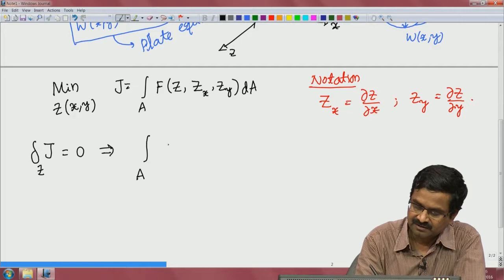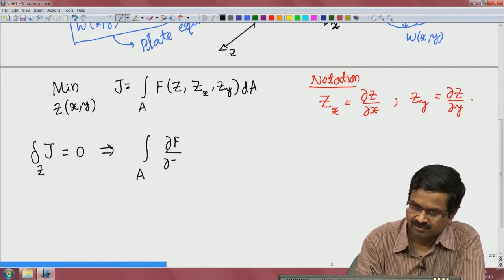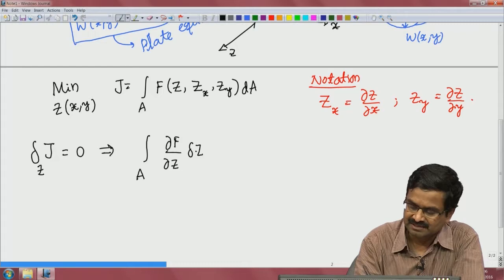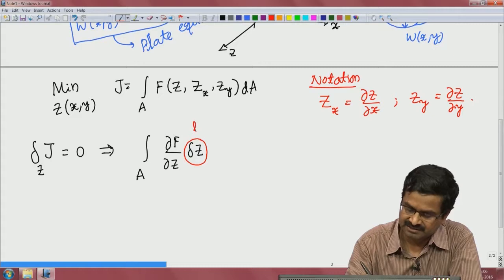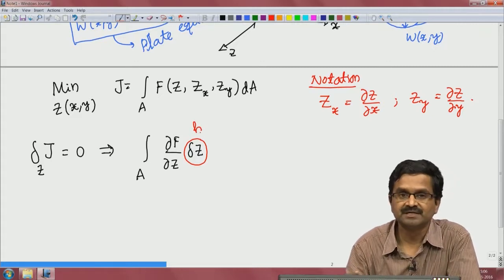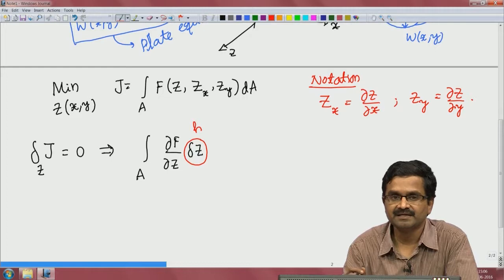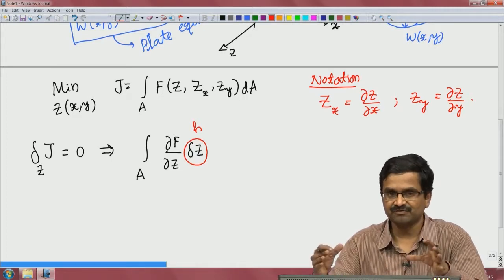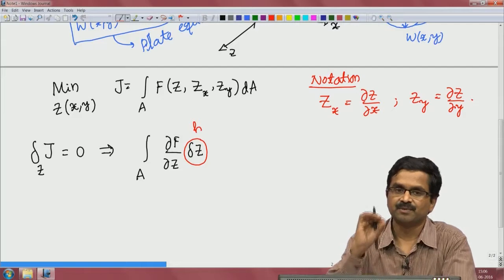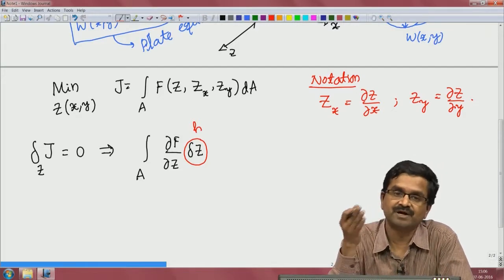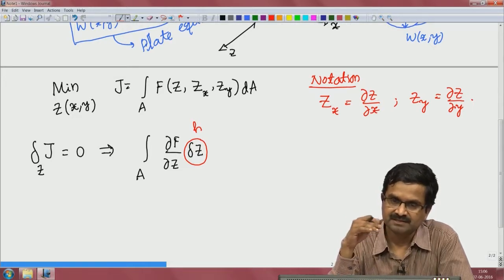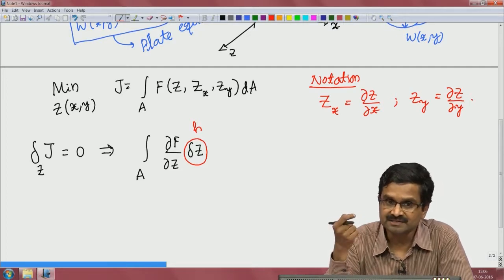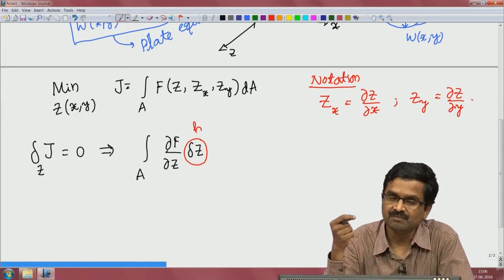If we do all that, what we get will be this integral of dou f by dou z times delta z. Okay. The delta z earlier we were writing as h. Now, I am using delta z to clearly indicate that it is a variation of z. So, we have a surface, we perturb the surface a little bit, that perturbation is h. That is how we find something is a local minimum or not, right. So, we perturb the function and then see whether the objective function increases or not. If it increases, then what we have is actually a local minimum, that is our trick.